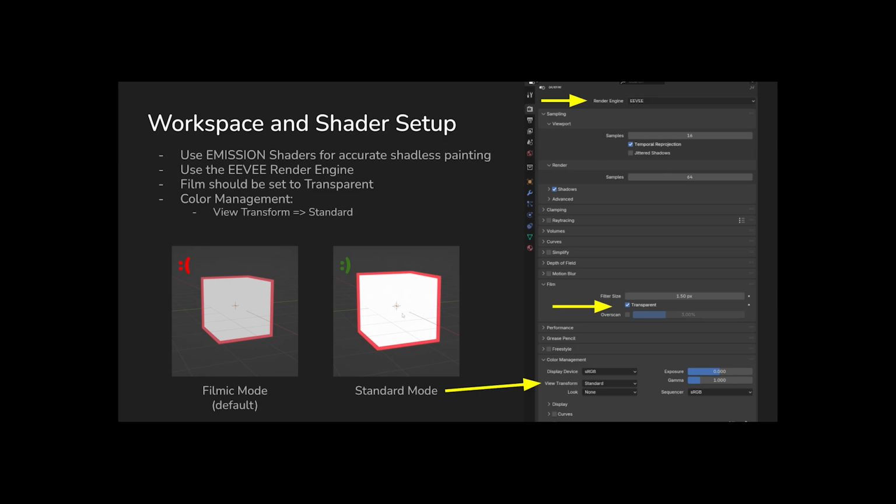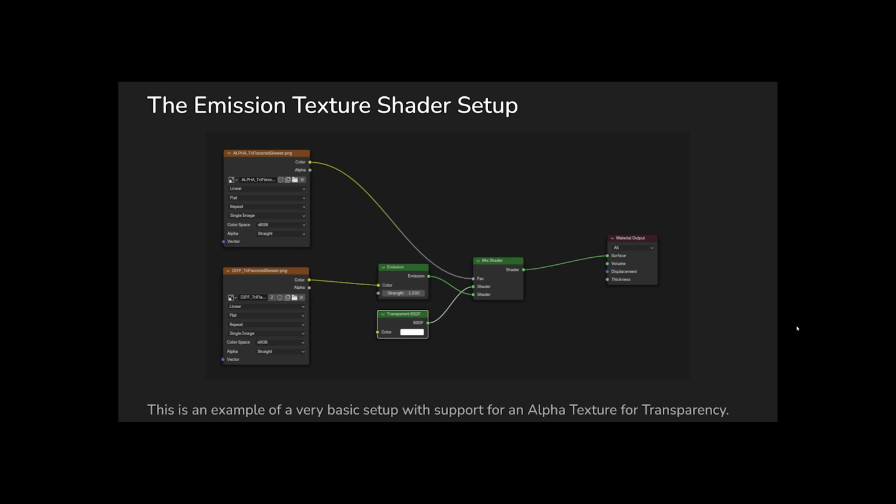We're also going to be using emission shaders and the EEVEE render engine. I'm also going to make sure that the film is set to transparent because when we render our images and our turntable sequences, we want a transparent background so that that can be edited into any number of videos for your demonstrations.